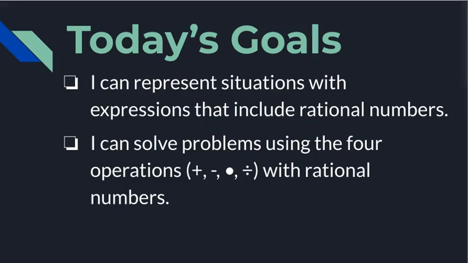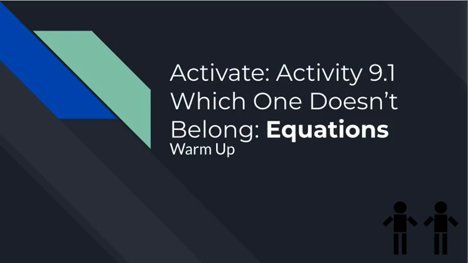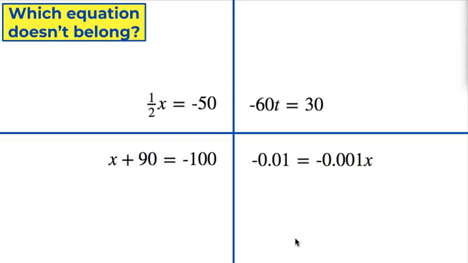All right, let's do a little bit of looking at some review here with equations. So which of these does not belong? Well, you can make the argument that this one doesn't belong because the rest of these have multiplication. You could make the argument that this one doesn't belong because it doesn't have an x in it. What else could we do here?